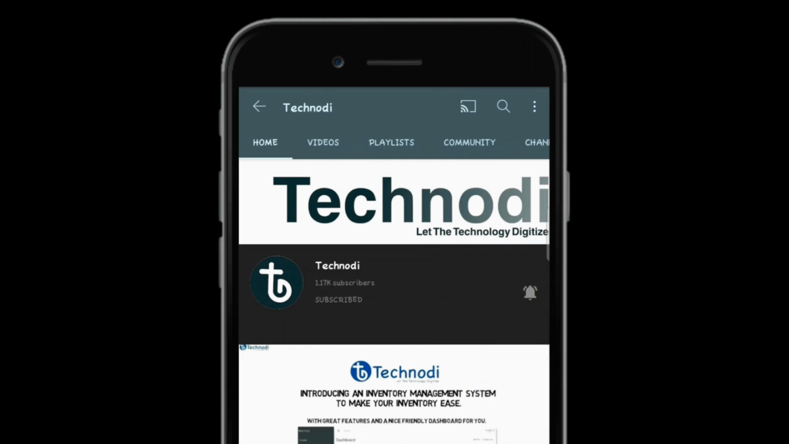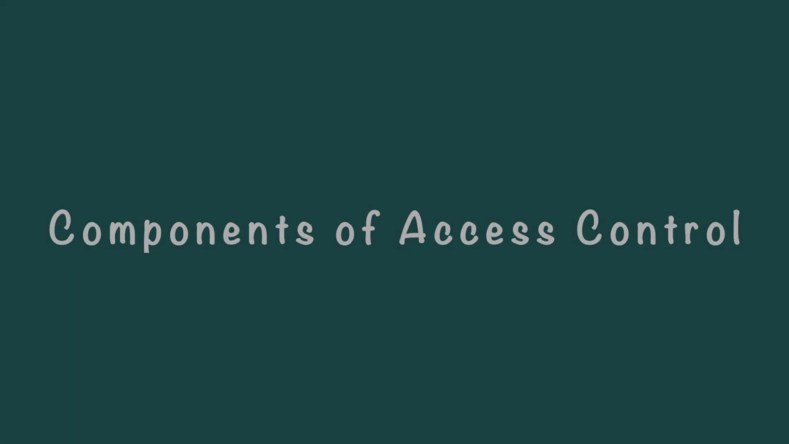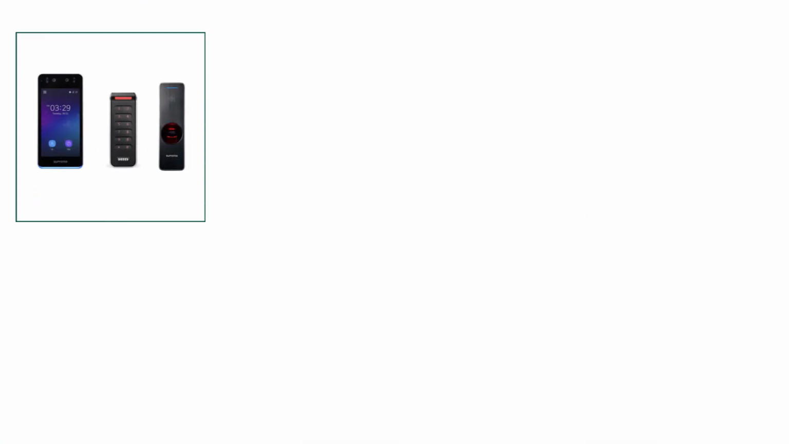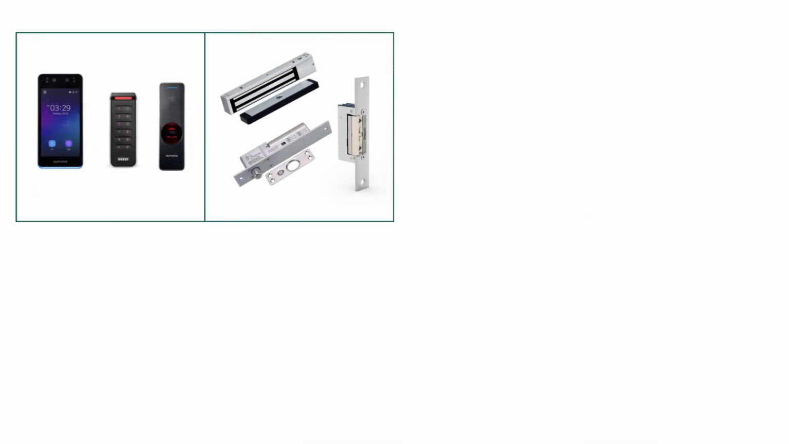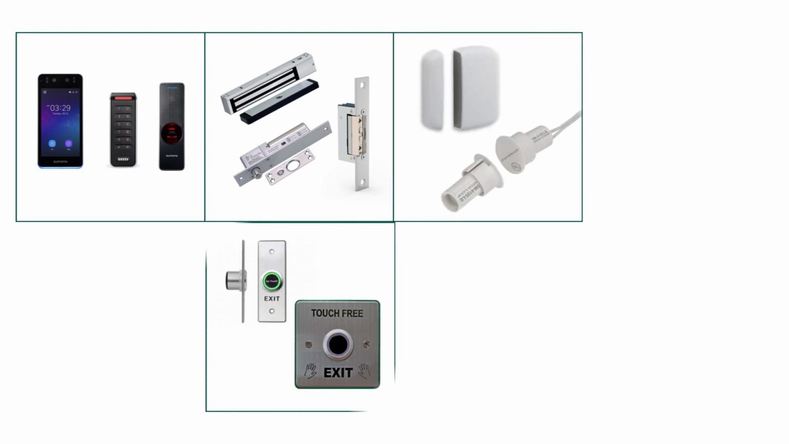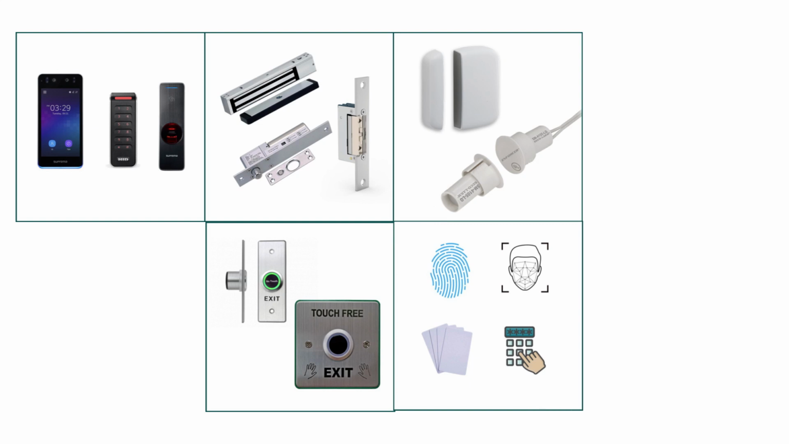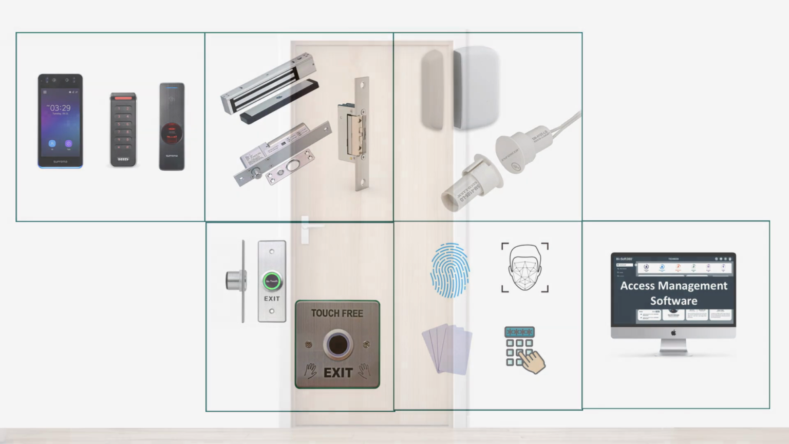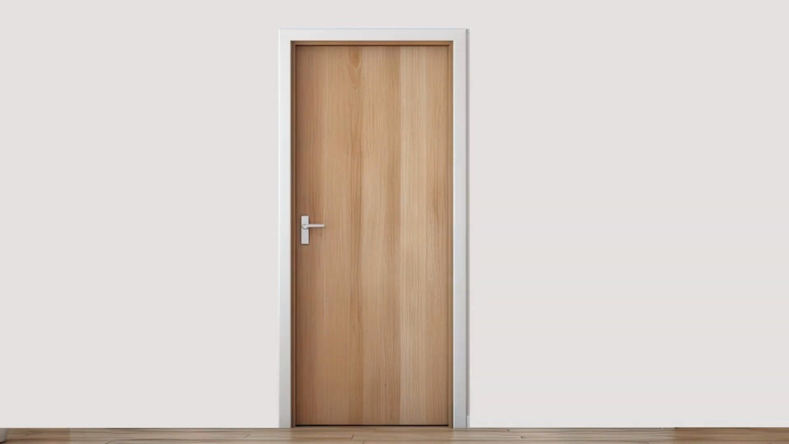So let's dive in. A typical access control door consists of several components. It's like control device or readers, the locking components, door contact, REX or exit button, the access credentials, and obviously the access management software. Now let's dive deeper into the details of these key components of an access control system installed at the door and understand the function of each and every component.